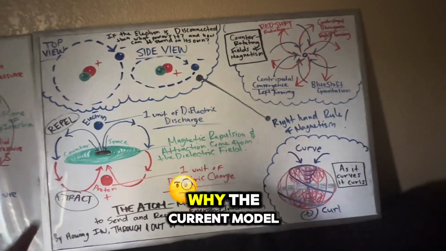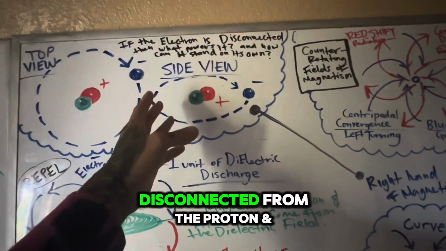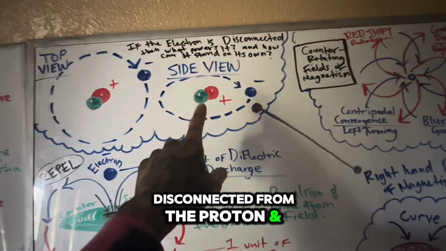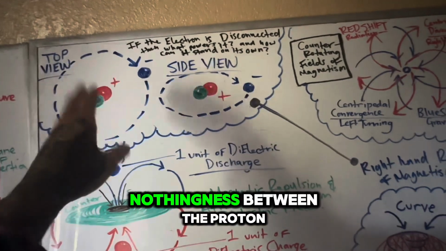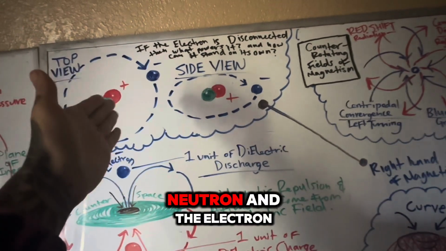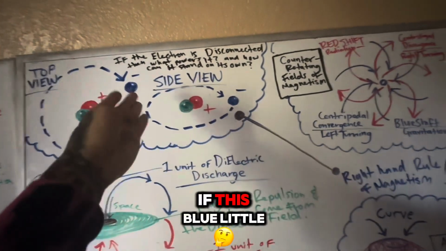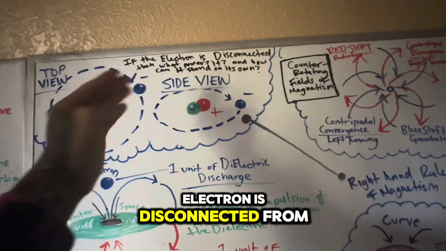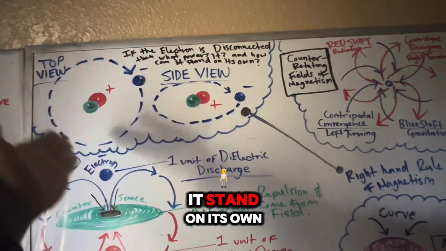I want to explain today why the current model of the atom is incorrect. If the electron is disconnected from the proton and the neutron, they say it's separated by a distance. There's a gap of nothingness between the proton, neutron, and the electron. The proton is red, neutron is green, electron is blue. If this blue little electron is disconnected from the center, then what powers the electron? And how can it stand on its own?